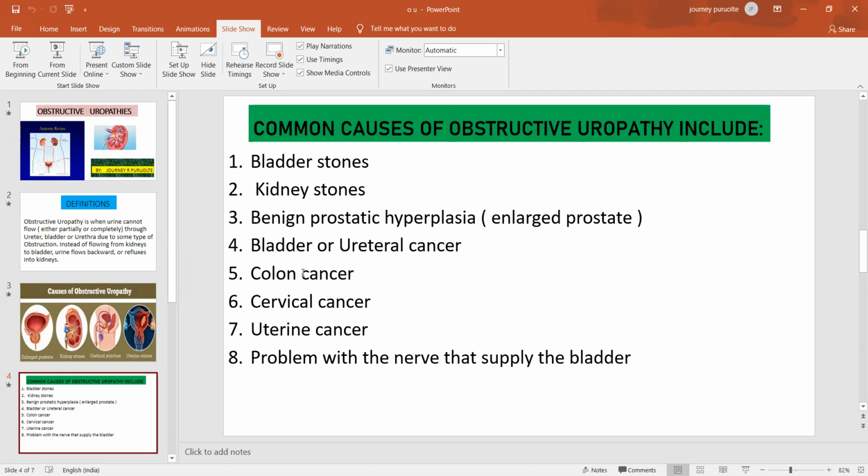And then if there is a cancer in your colon, a cervical cancer, a uterine cancer, or bladder cancer, urethral cancer, and if there is any kind of problem with the nerve that supplies the bladder, then this can also be a cause of obstructive uropathy. So what do you mean by benign?